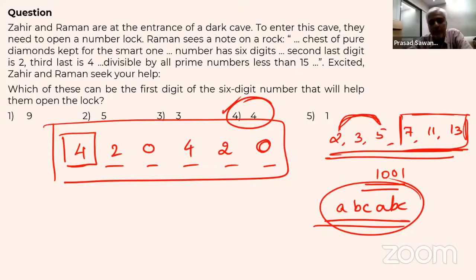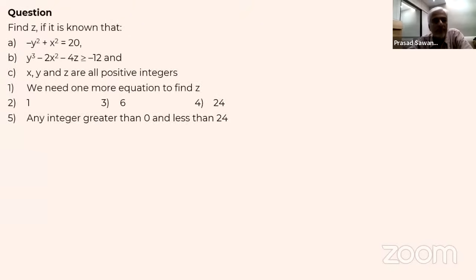So let's go ahead. Find Z if three things are known. It is known that X, Y, Z are all positive integers and 2 more equations are known. Let's see if we can find X and Y from there. Let's take the first equation. They've tried to keep it as difficult as possible, but it wasn't so difficult.